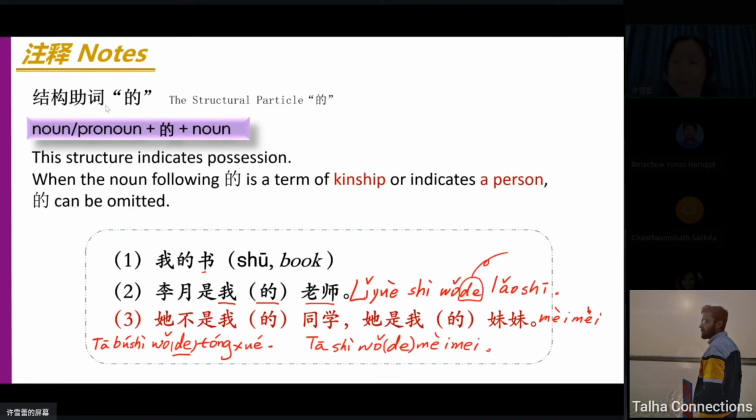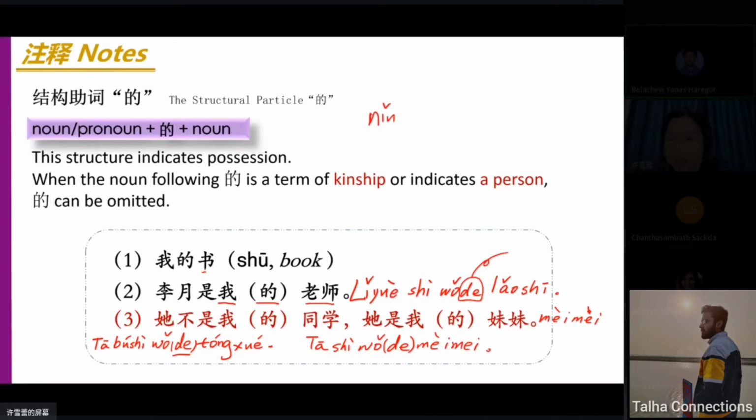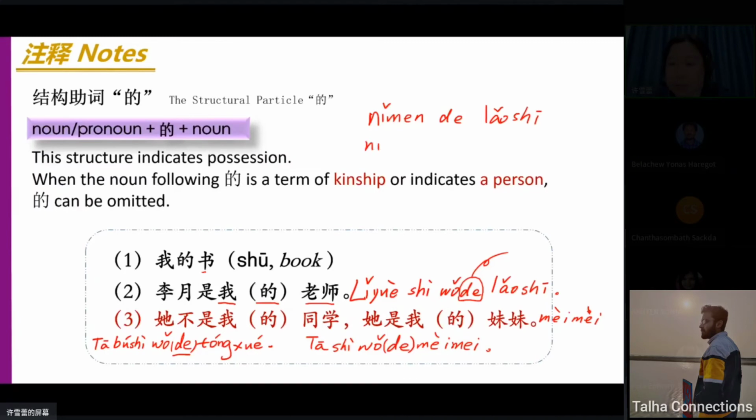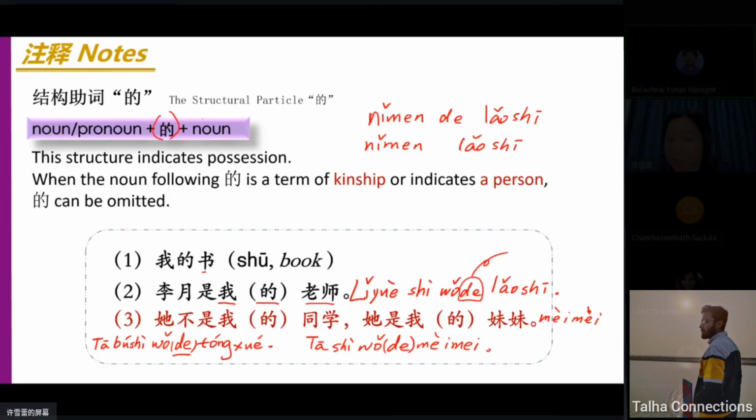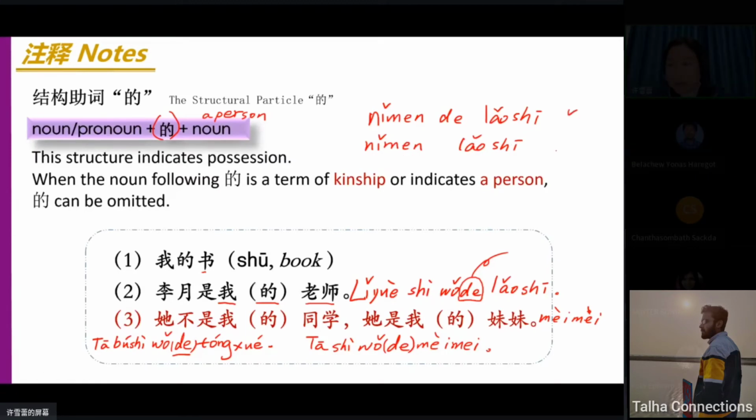Now, we may say 你们的老师, that's the normal one. 你们的老师. And also you can say 你们老师. Yeah, since 老师 is a person, so in this structure, 的 can be omitted if here is a person. 你们的老师 can be also 你们老师.